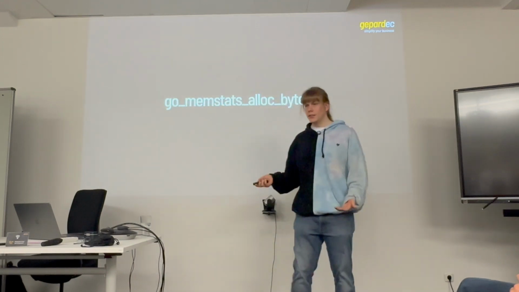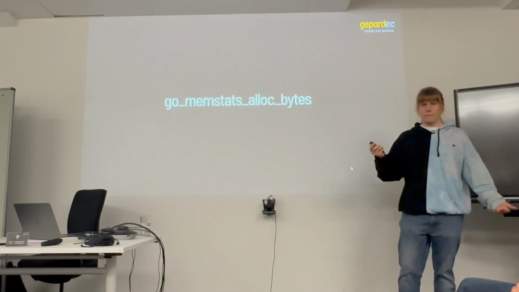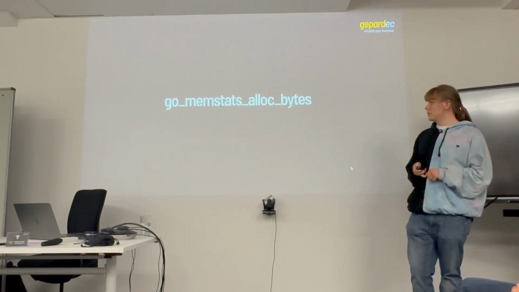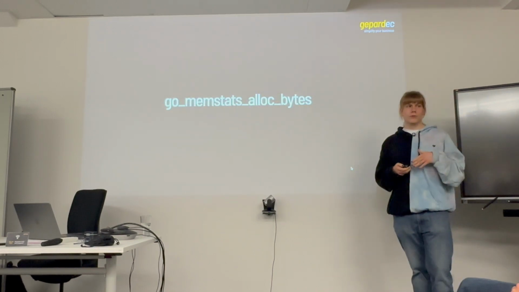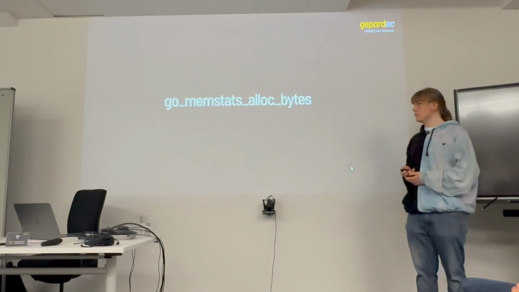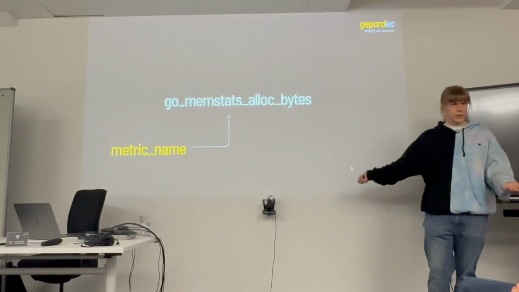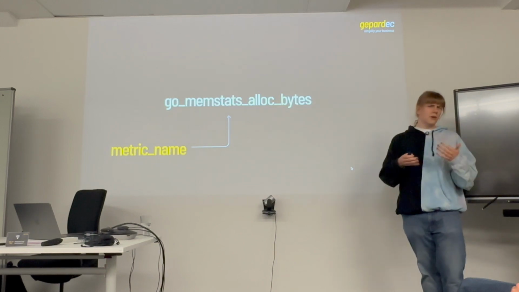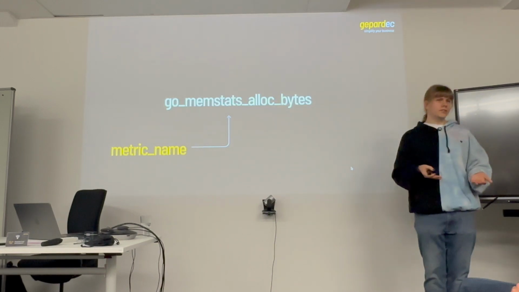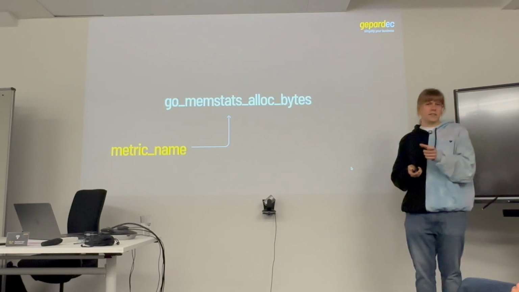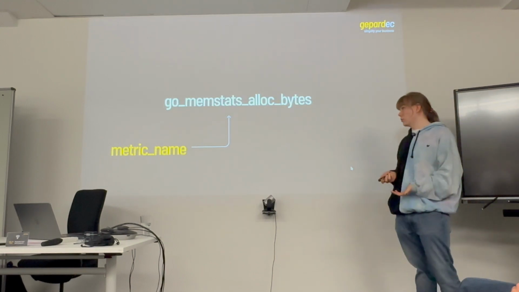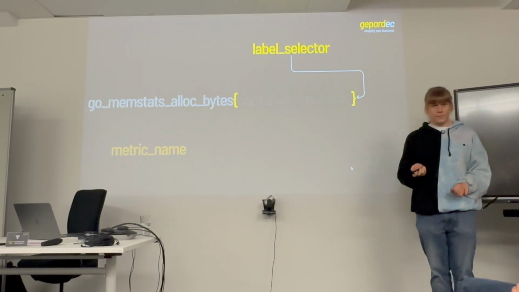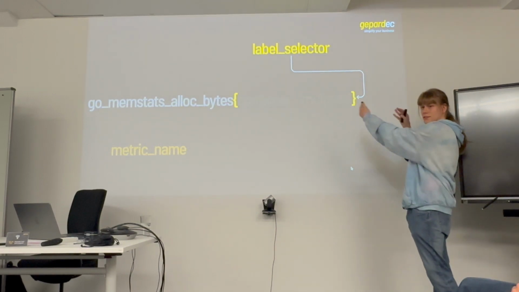So we can see here a normal metric that is in Prometheus. It is the currently allocated bytes from a Go application. So this is a metric name. But there will be probably many Go applications in your cluster, so you kind of want to specify which application you want to look at. And you do that with a label selector. And the label selector are the things inside of the brackets.